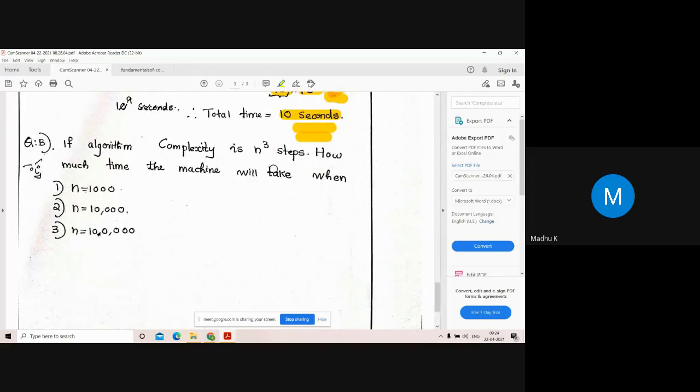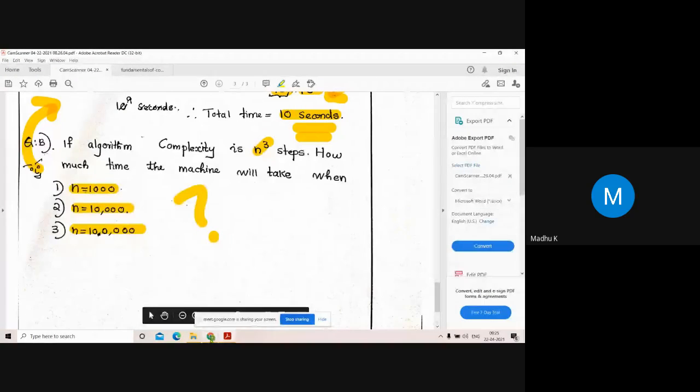Next, similarly, try to solve this problem. I didn't solve it, but using the above logic, the same logic, try to solve this problem. Suppose your algorithm takes n cube steps. How much time will the machine take when n is equal to 1000, n is equal to 10,000, n is equal to 1 lakh? You can expect this type of question in the university exam also.